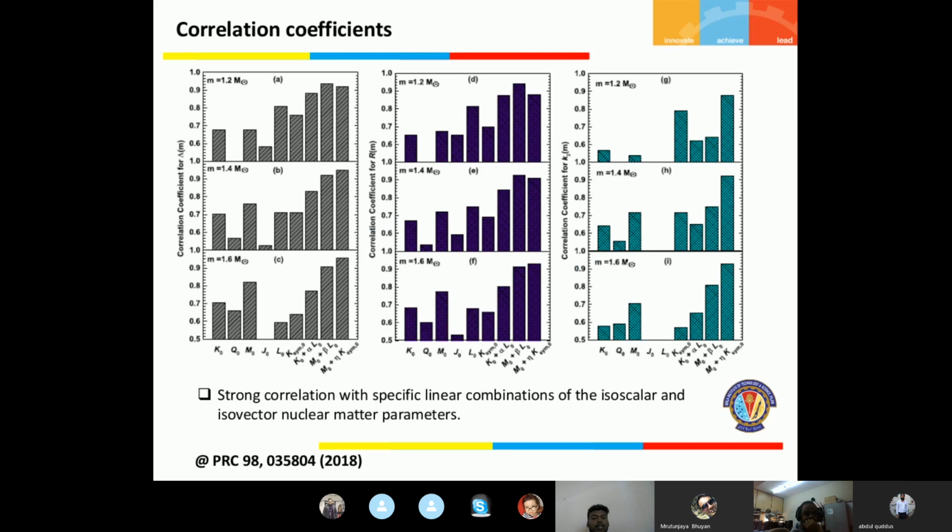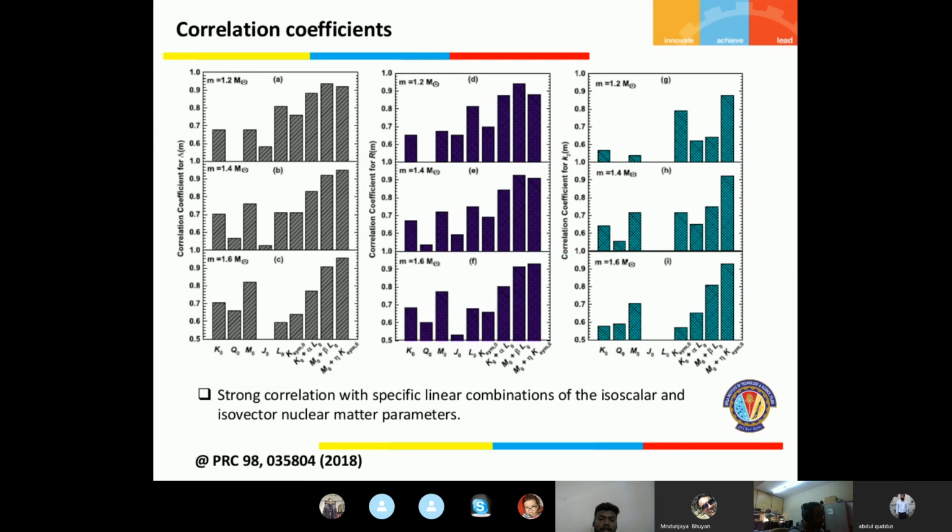We studied the Pearson correlation coefficient for different nuclear matter parameters individually as well as for some linear combinations. In the left panel, you can see the tidal deformability lambda, the neutron star radius R, and the correlation for the Love number k2 also. For different mass ranges, in the top panel you can see mass 1.2 M solar, then 1.4 M solar, 1.6 M solar. In all cases we have found that none of the individual nuclear matter parameters are strongly correlated with either lambda, radius, or Love number.